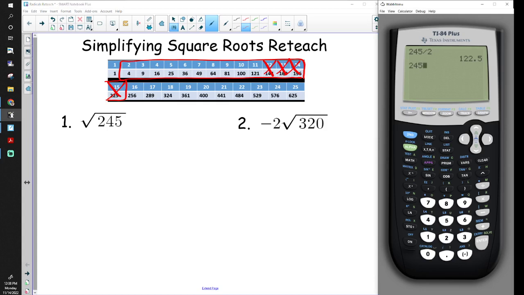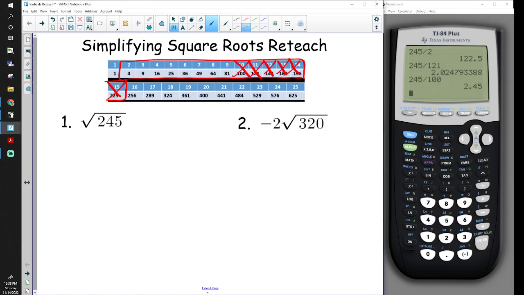Can you divide 245 by 121? Maybe you know, maybe you don't, but we can always check. You type it in, click enter. You get a decimal, and 2.02, that's a decimal, gross, cross it out, does not work. Check the next one. 245 divided by 100. Click enter. Decimal, no good, it can't be 100. Keep going down your list. Divide by 81.